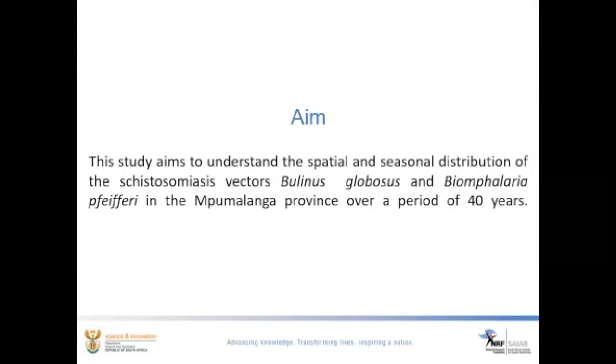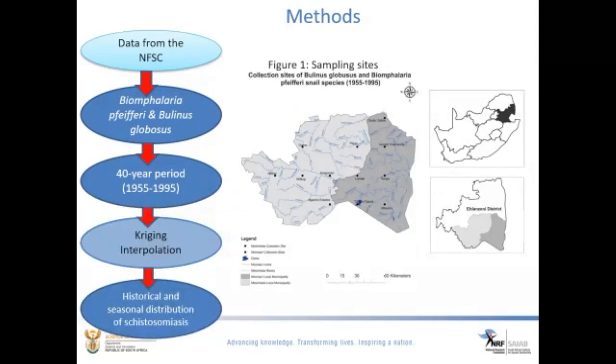This study aims to understand the spatial and seasonal distribution of the schistosomiasis vectors Bulinus globosus and Biomphalaria pfeifferi in the Mpumalanga province over a period of 40 years. The data that was used was obtained from the National Freshwater Snail Collection, looking at Biomphalaria pfeifferi and Bulinus globosus for a period of 40 years, from 1955 to 1995. The sample sites were digitized and mapped using kriging interpolation, or ordinary kriging interpolation.